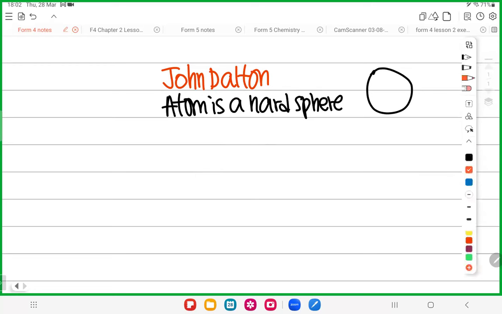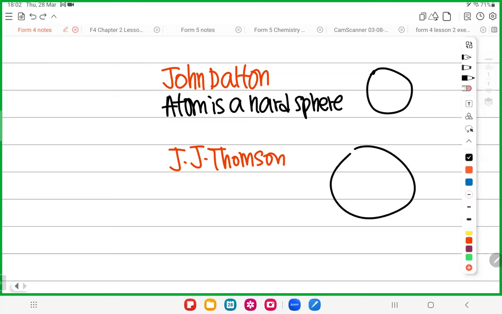The second scientist that we need to know is called J.J. Thomson. Okay, it's called J.J. Thomson. All right, J.J. Thomson. So what does J.J. Thomson tell us? So J.J. Thomson tells us more about the ball, because now John Dalton only says there's a ball, but we have no idea what we have inside the ball.